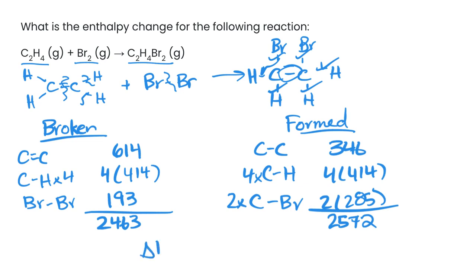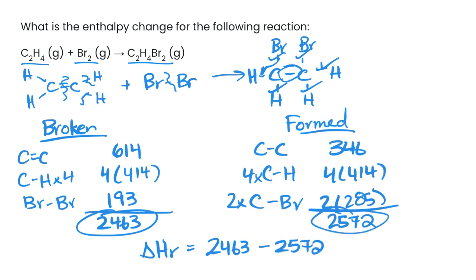Now we can do our delta H of reaction from here. Remember, we're taking the sum of the bonds broken, which is 2463, minus the sum of the bonds formed, so minus 2572. That gives us negative 109 kilojoules per mole. This works because everything's in a gaseous state, so we can use bond enthalpies here. If one of those was in a state other than gas, it doesn't really make sense to use bond enthalpies.